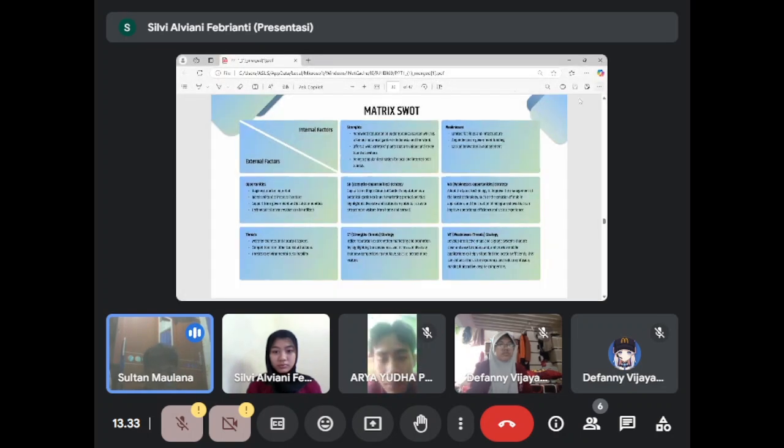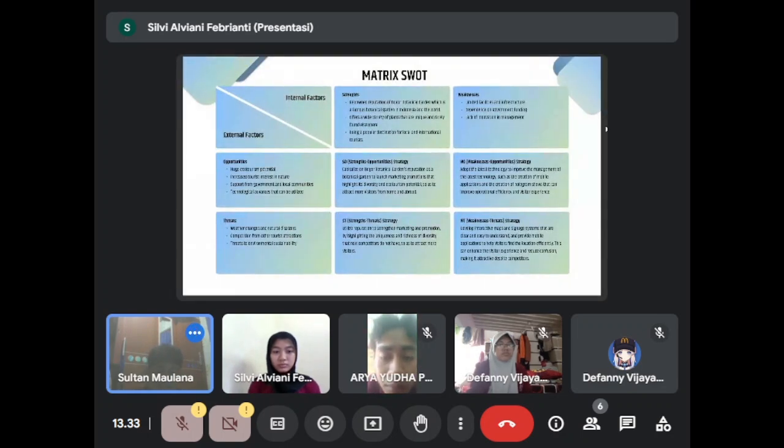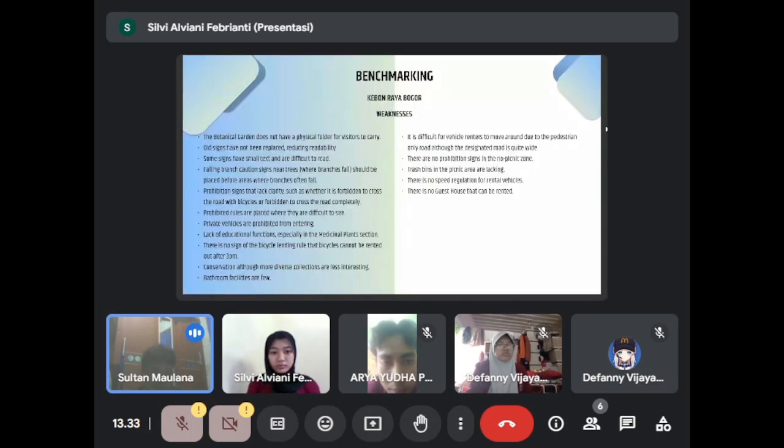Okay, this is the SWOT matrix. Next, please. Okay, next, benchmarking. Kebun Raya Bogor, weaknesses. The botanical garden does not have a physical map for visitors to carry. All signs have not been replaced, reducing visibility. Some signs have small text and are difficult to read.